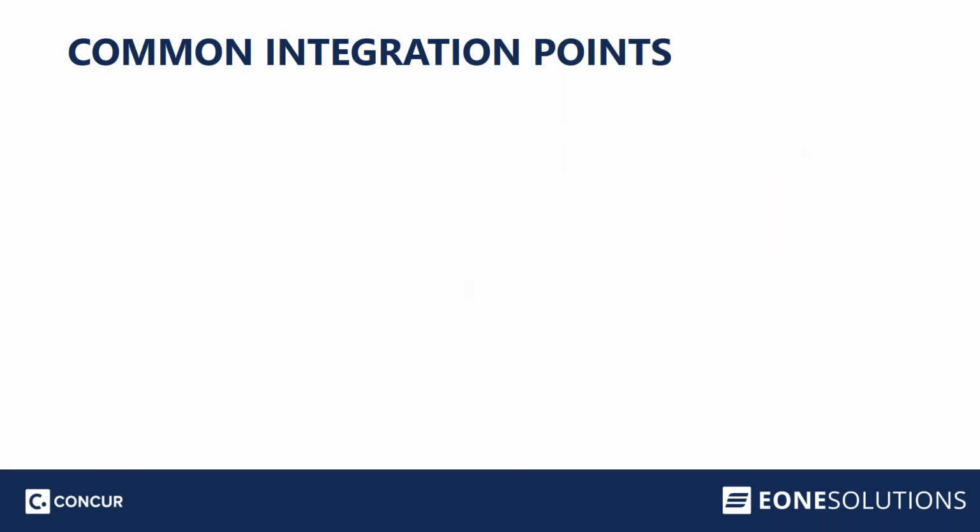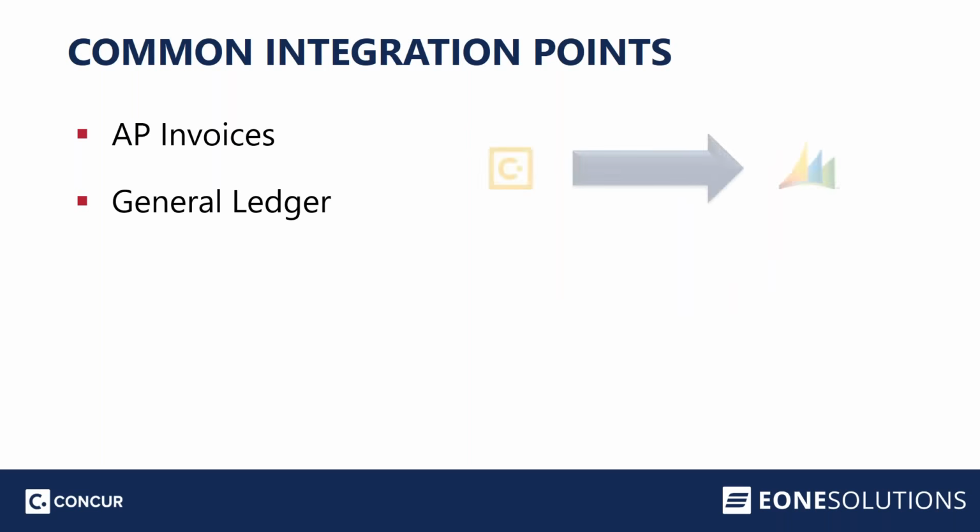So with that, we're going to look at the common integration points that we get requests of from Concur. The two that are the most common by far are you're either doing a payables invoice or you're doing a journal entry. And the direction for this data is always going to be from Concur over to your Dynamics product, to GP or NAV or Business Central.